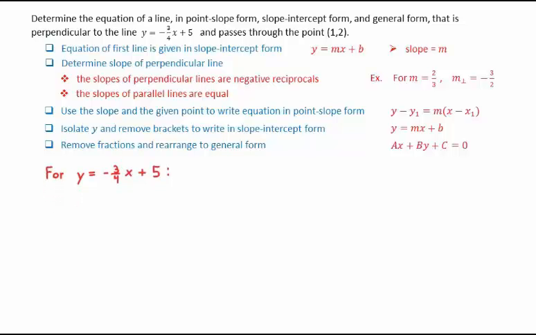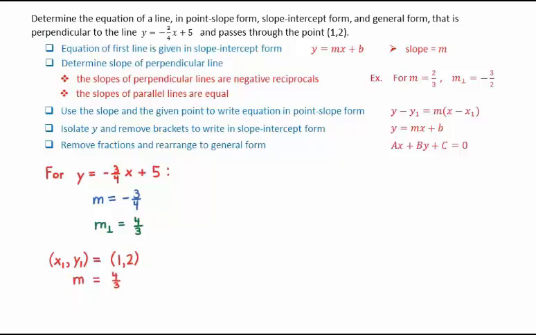First, for y equals negative 3/4 x plus 5, the slope is equal to negative 3/4. This means that the slope of a perpendicular line is positive 4/3. A point that is on the line, (x1, y1), is (1, 2). We can then use x1 equals 1 and y1 equals 2.